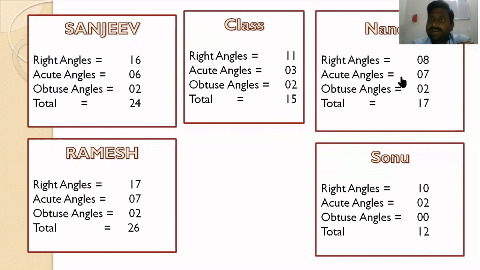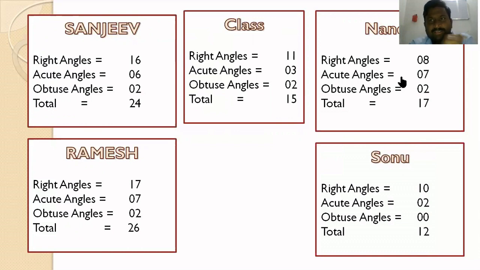Okay, so now I guess you must have understood how to count the angles in a name. What is the rule? First, write with straight lines. Second, count right angles, then acute angles, then obtuse angles. Okay, hope you understand this video.